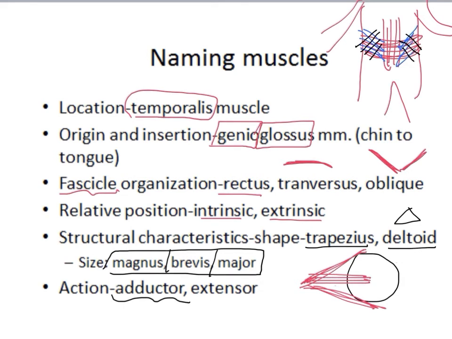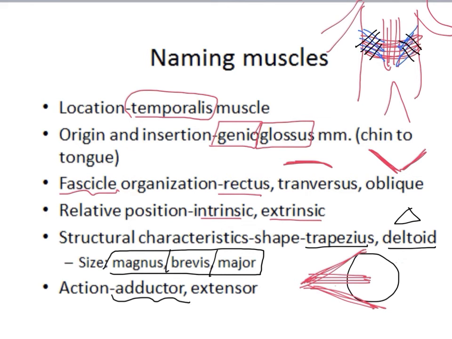Also, an important concept to get here is your flexors versus your extensors. If you're going to be extending your fingers, you're going to be contracting the muscles that are on the top of your arm, on the dorsum of your arm. Think about anatomic position. That would be your posterior muscles.